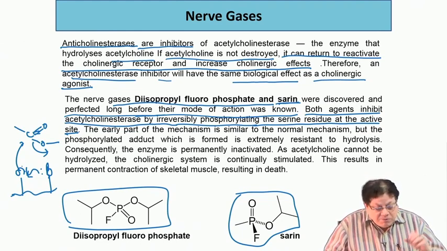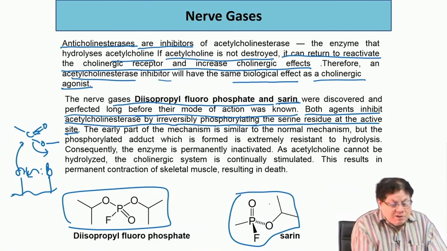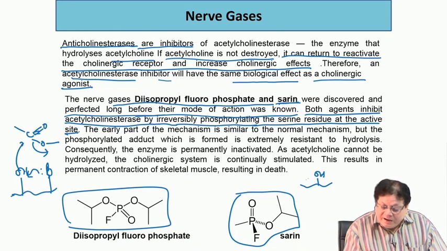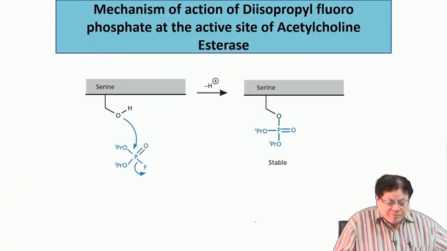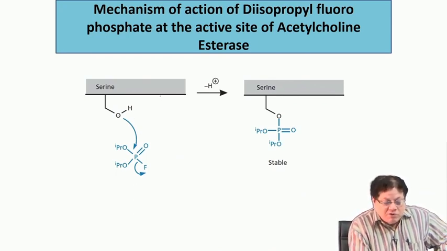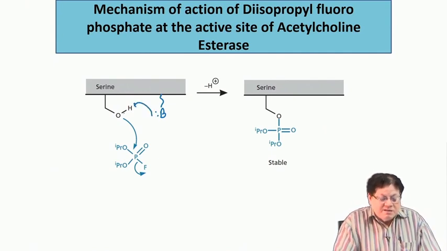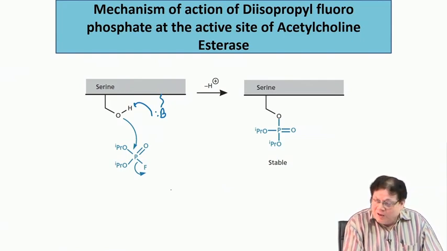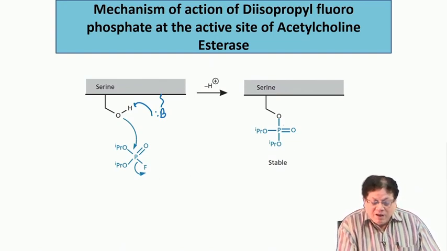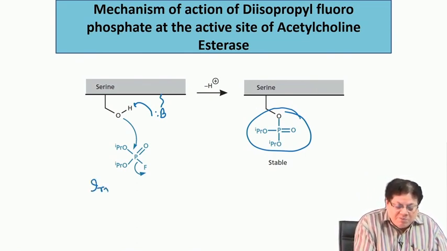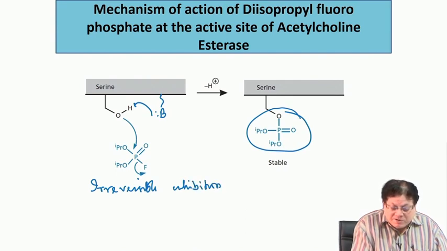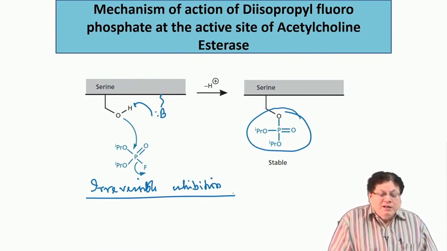That is the mechanism. But instead of acetylcholine, now the fluorophosphate comes in. This serine attacks the fluorophosphate. Here it is shown, serine attacking the fluorophosphate. Of course, there is a base here, the imidazole, that assists this nucleophilic substitution. But now the fluorine will leave, because it is a good leaving group. So F minus leaves, and you get a stable phosphate that will be difficult to hydrolyze. So this is irreversible inhibition of acetylcholine esterase. Okay, so that is why they show their action.